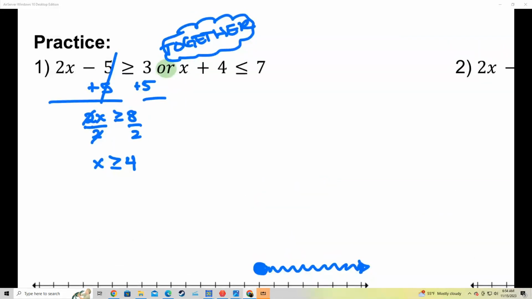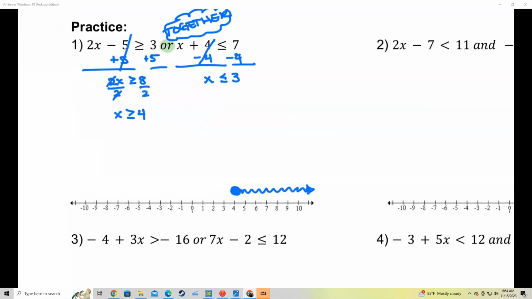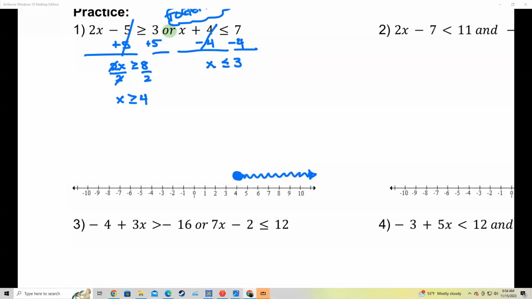Same thing with the other one. I don't know how to graph that, so I'm going to go ahead and solve for x. I'm going to subtract 4 on each side. I get x is less than or equal to 3. And I'm using the word or. Oh, I'm sorry. Let's see. X is less than or equal to 3. Here's 3. I'm going to shade it. And I'm going to go to the left.